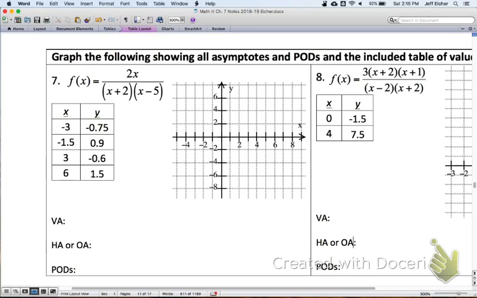So on number 7, similar question, however, notice the denominator's been factored. The denominator is a bigger degree than the numerator. Degree of the numerator is degree 1, degree of the denominator is degree 2. I'd like to see if you can remember and identify. Would that be an oblique or horizontal asymptote? I hope you said horizontal asymptote.